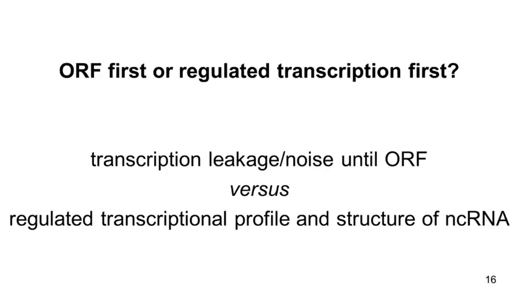Next, we asked whether the open reading frame appeared first or the regulated transcription appeared first. Here, we need to distinguish between 2 possibilities. One possibility is that the non-coding RNAs were transcribed by leakage or noise until the open reading frame was acquired and became regulated. Another possibility is that the non-coding RNAs already have a highly regulated transcription profile and gene structure before the open reading frame originated.